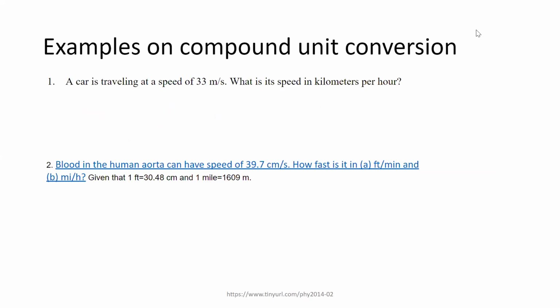Okay, so for a compound unit, your unit is a little bit complicated. For example, in this case, it's not just a single unit; it's a combination of 2 units here. So it's meters per second. This is a compound unit. Now, how to convert a compound unit into another compound unit? We'll start with this one today.